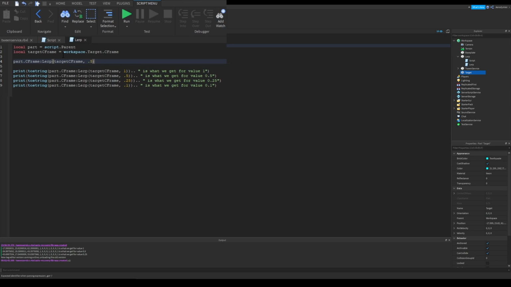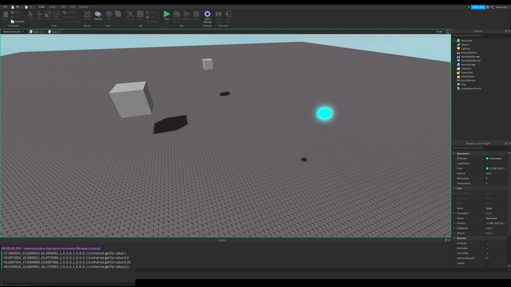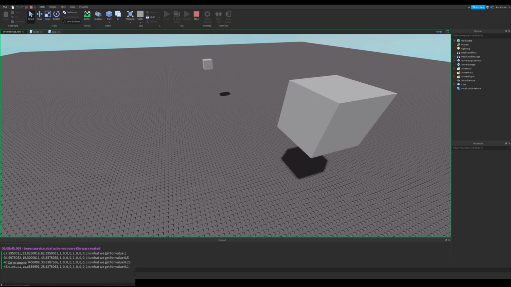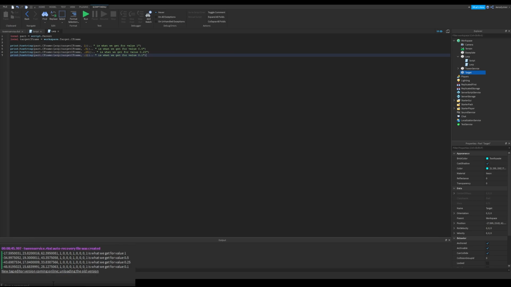Quick note, you can type some fractions like this. You don't need to add the 0 before these. With all these prints, let's run the game and watch the output. Both rotation and position values are there. Higher value is a bigger magnitude. You can think of these as percentages, 0 being 0% and 1 being 100%.